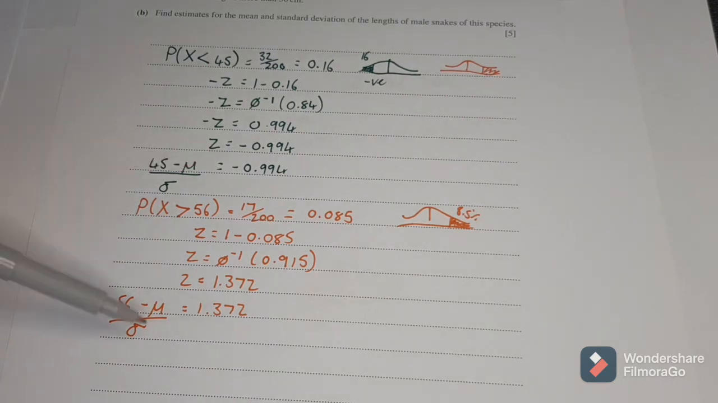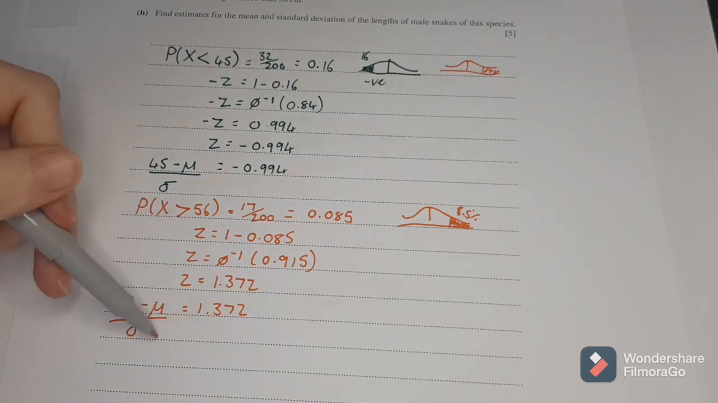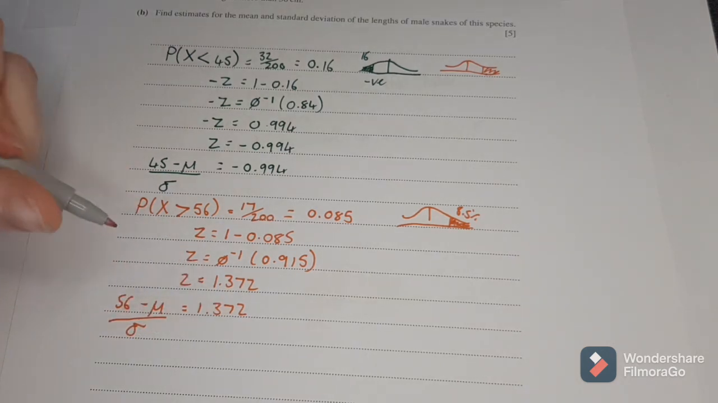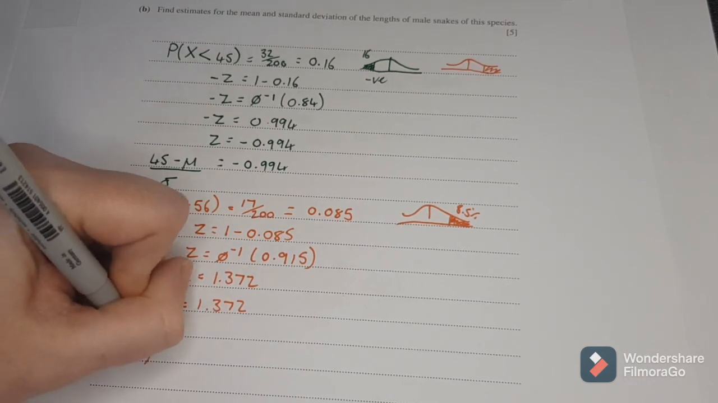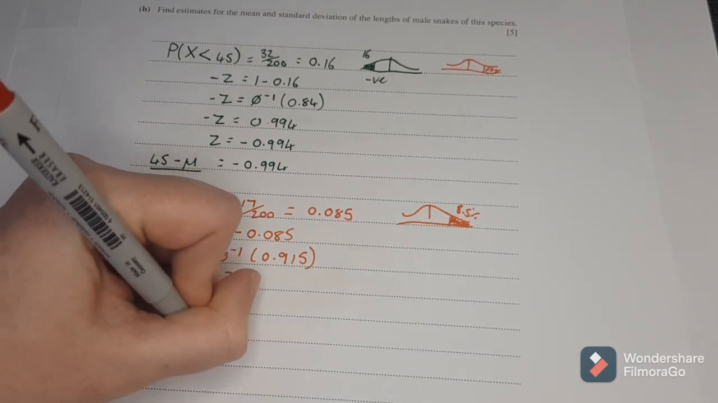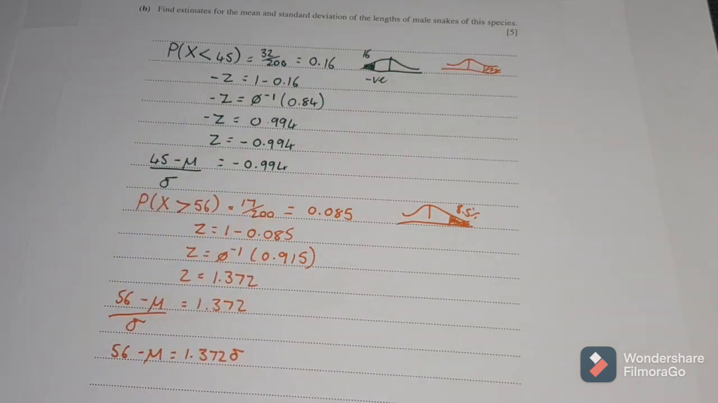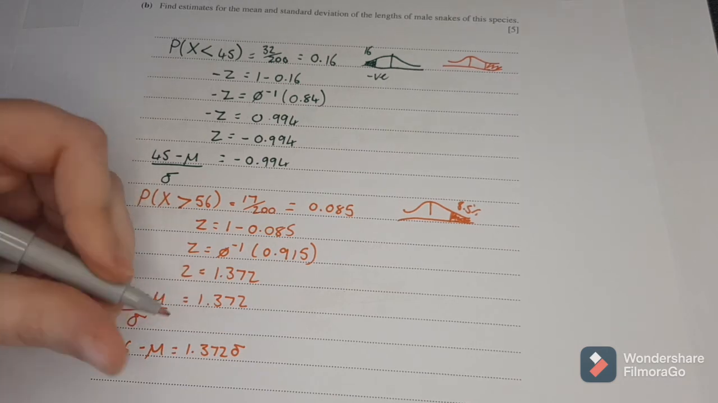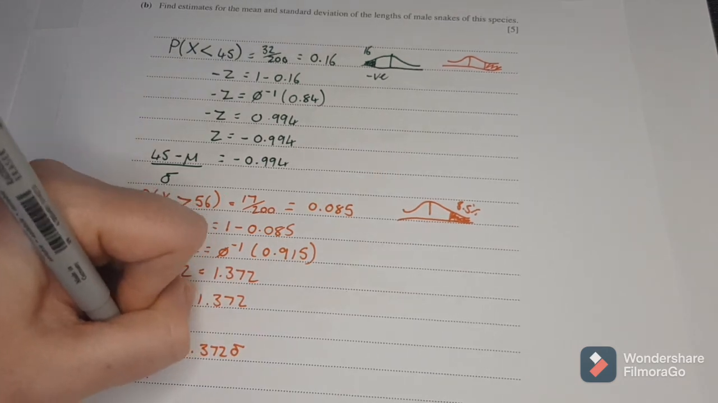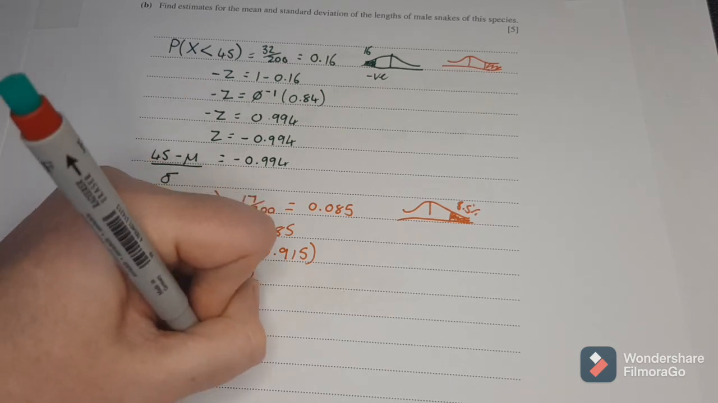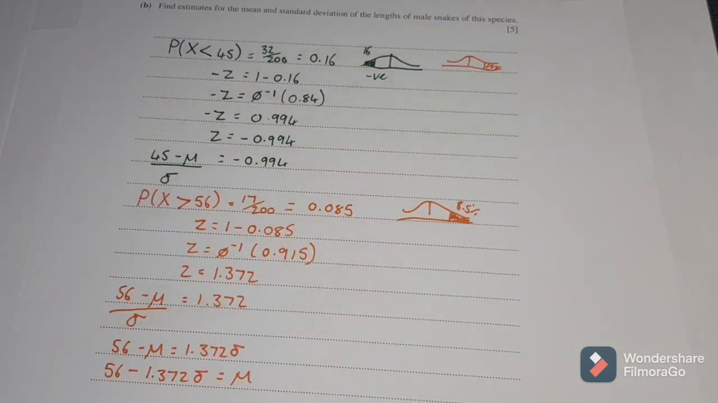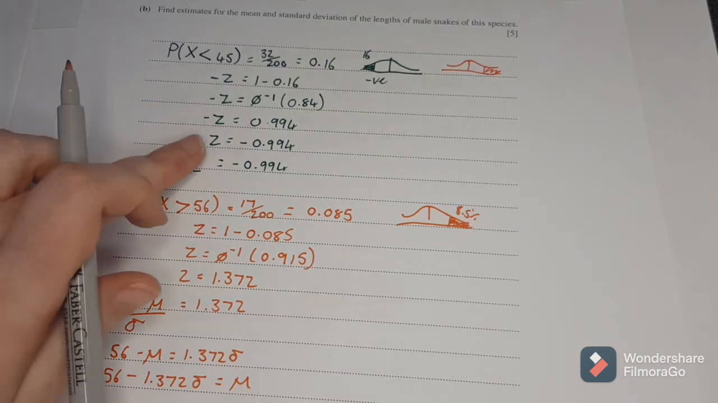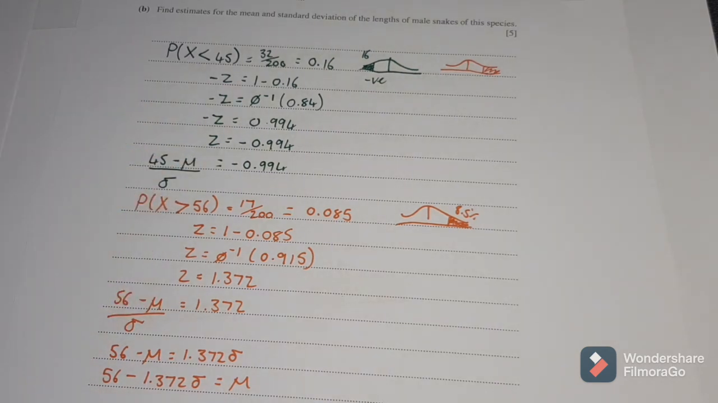So now I have two equations. I can make one of the unknown variables the subject of the formula, and then I can sub it into the other. If I wanted to make the mean the subject of this formula, I can say 56 minus the mean equals 1.372 times the standard deviation. Switch those positions and I get 56 minus 1.372 standard deviation equals the mean. Now I can take this and sub it into there to solve for my standard deviation.